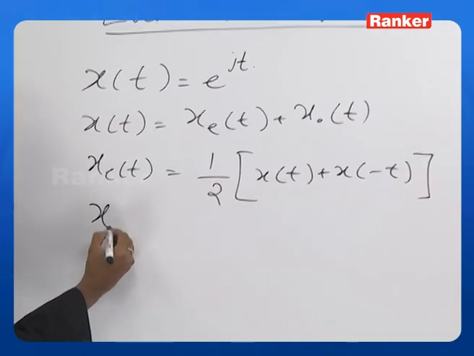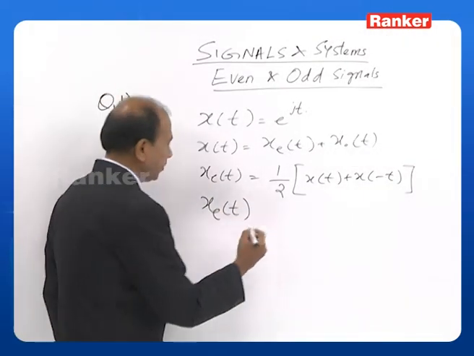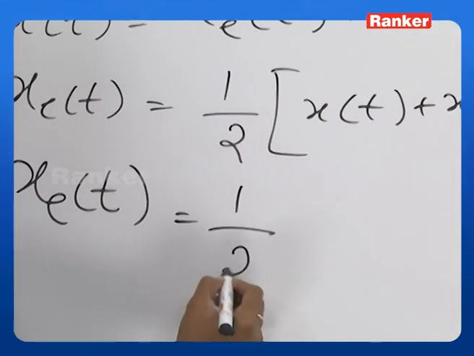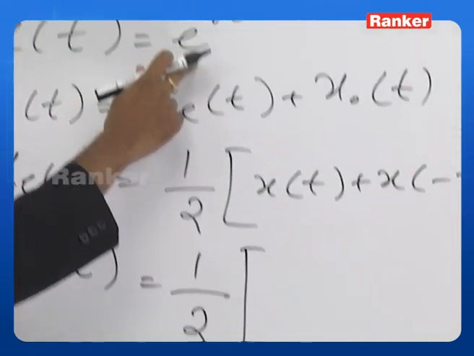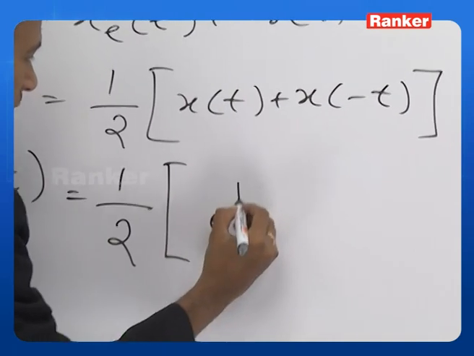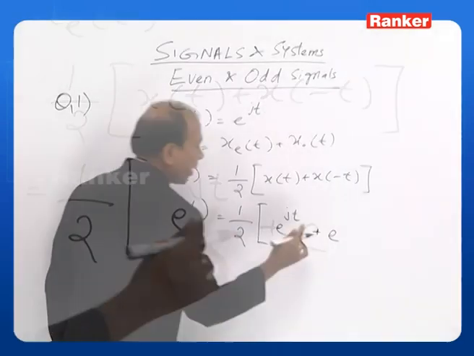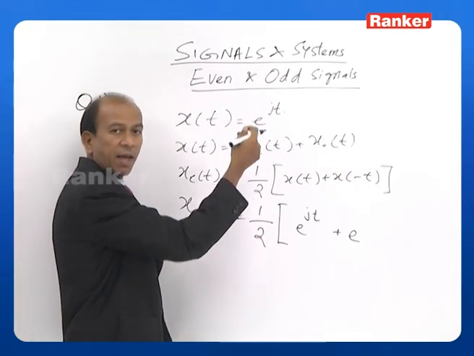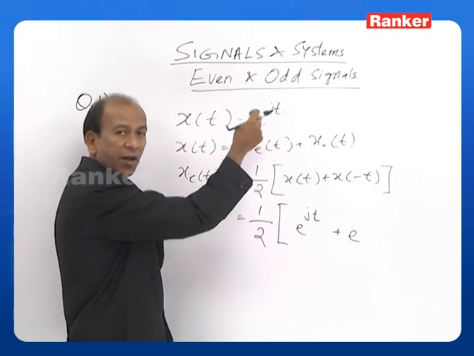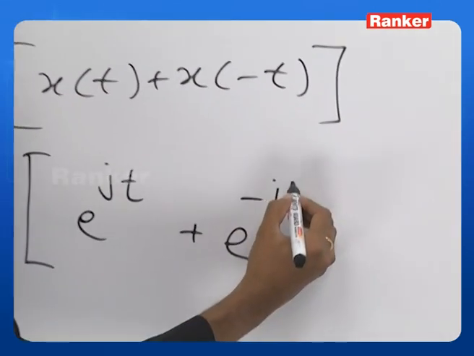Okay. Now let us first calculate the even component of the signal. Now xe of t is equal to half of, what is our x of t? Our x of t is e to the power of jt. So e to the power of jt plus e to the power of, now here we are saying it is minus t. So t has to be made negative. That means I have to make this negative. So this will become minus jt.